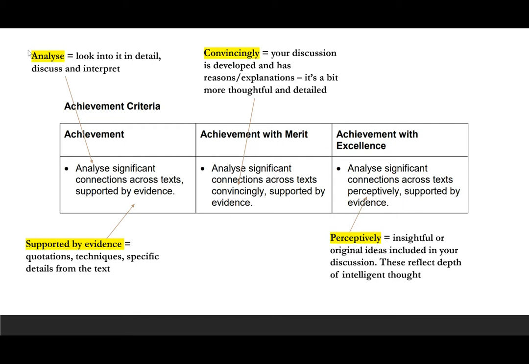Supported by evidence refers to having specific details from the text. The easiest way to think about that is having quotations and techniques and scenes and events you're going to be talking about. What makes the difference to move from just doing this to doing this convincingly? So this is the merit criteria. To be convincing, your explanation or your analysis or your discussion has to be developed.